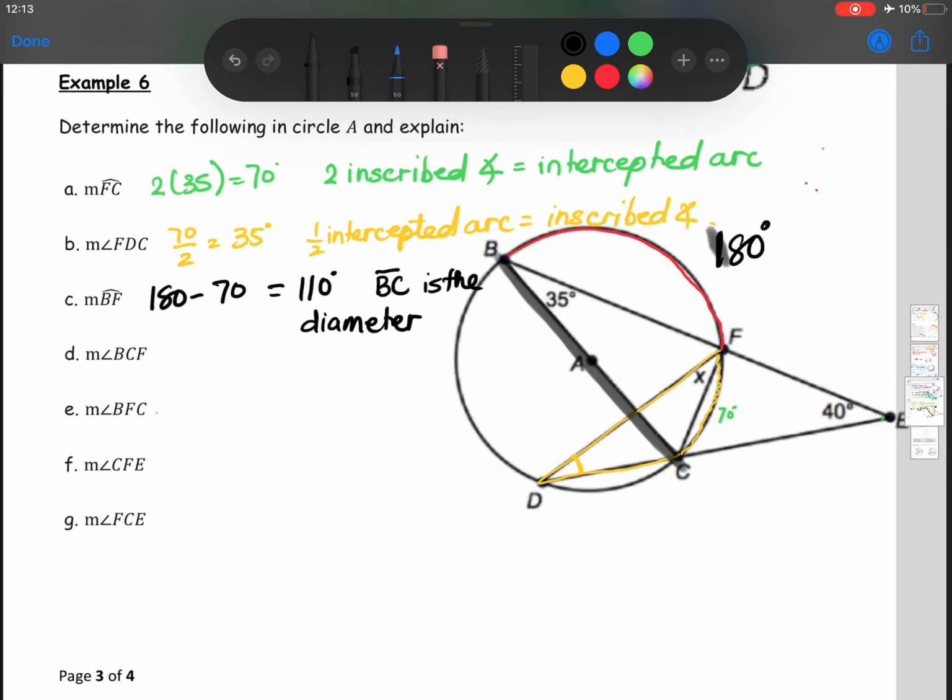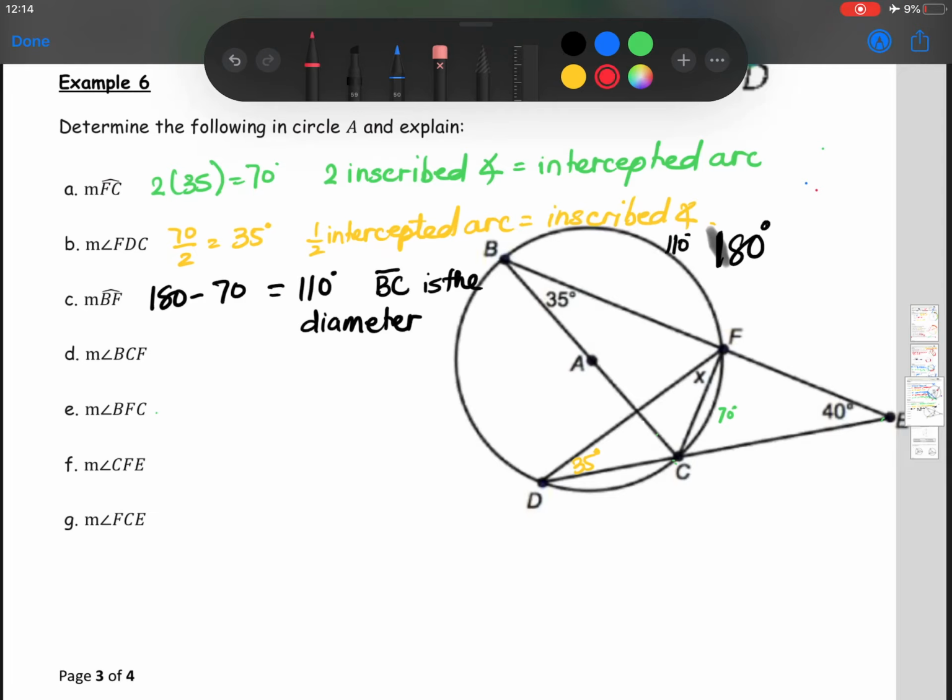Okay, measure of angle BCF. I'm going to erase this. I'm going to keep the numbers so that it's easier for us to know. And this was 35. I'm just going to write here 35. BCF. What would that be? BCF is, I know this was 110, right? We wrote that. 110.